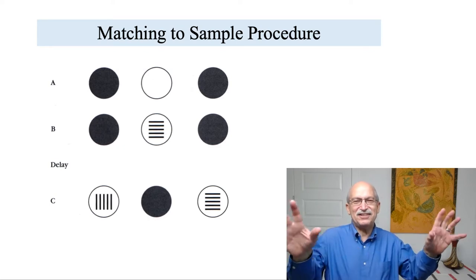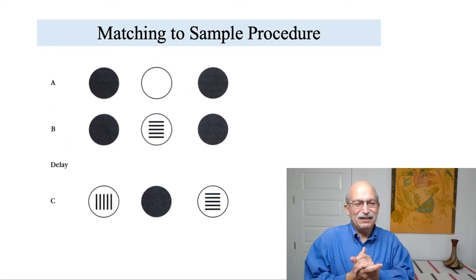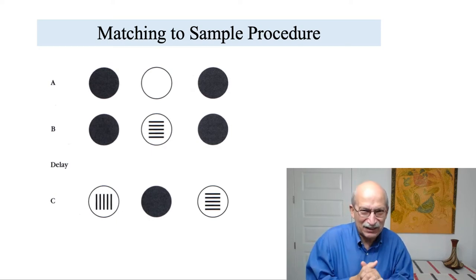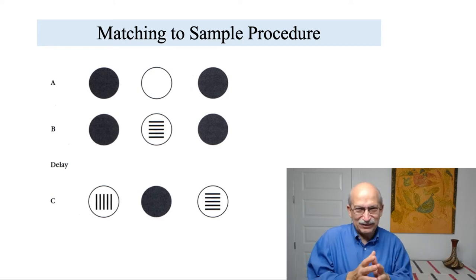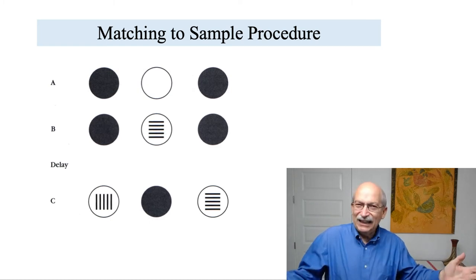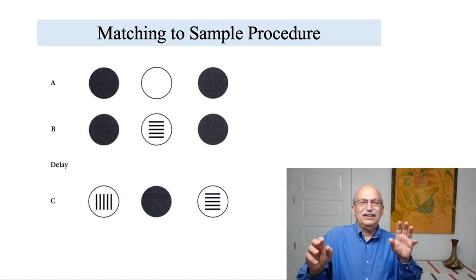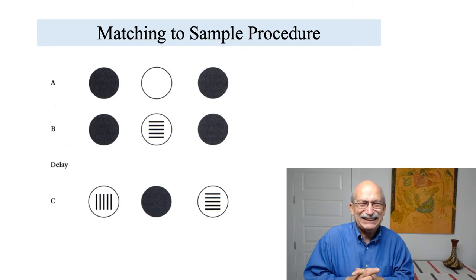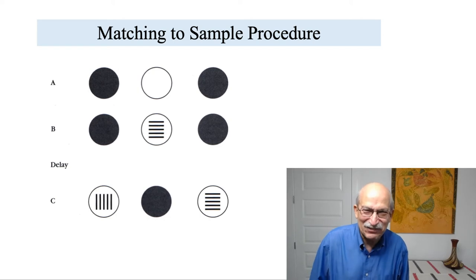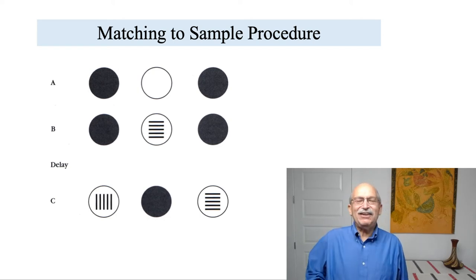So there are three positions along the wall of the pigeon chamber. The middle position comes on white, and that tells the pigeon the trial is about to start, pay attention. Then the sample stimulus is projected in the middle. In this example, it's a set of horizontal lines. Then we have a delay followed by the choice alternatives, one of which is horizontal lines, the other vertical. If you pick the matching stimulus, you win the jackpot and get access to food. That's the jackpot.